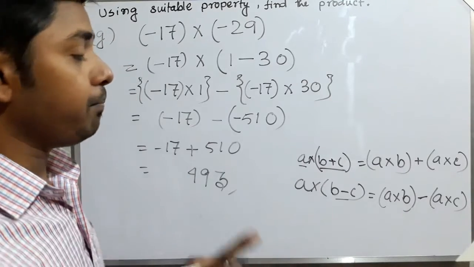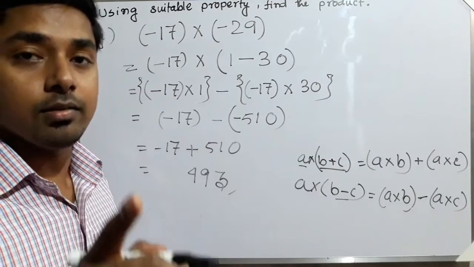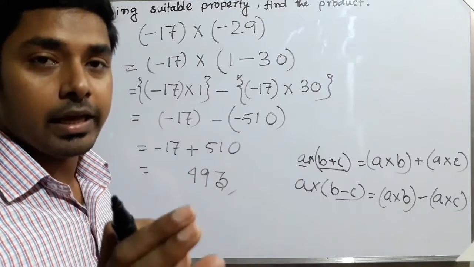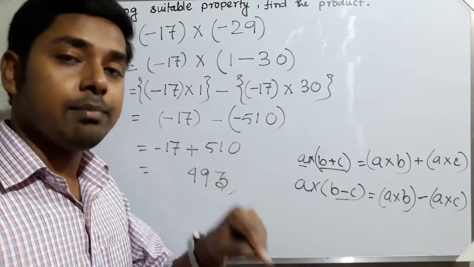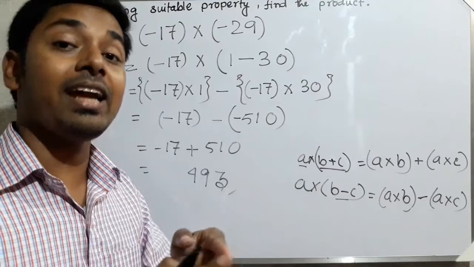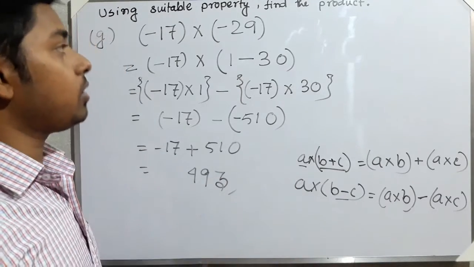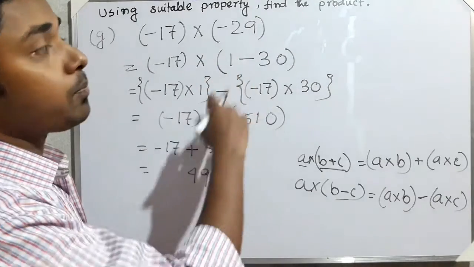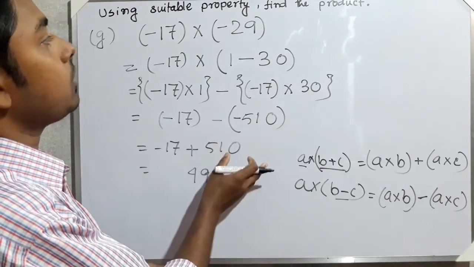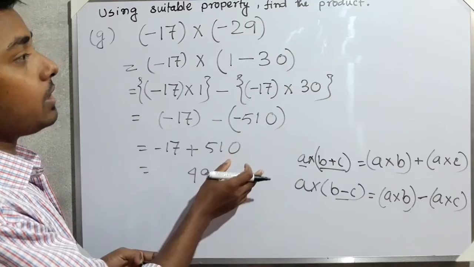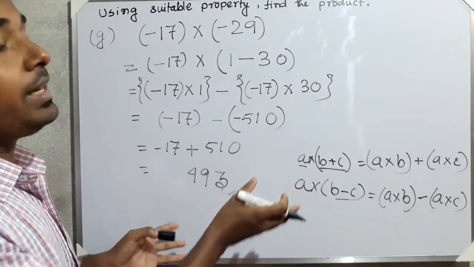Now question number B, C and H. These questions are the same. As we have done question number B, in the same way we have to solve question number C and question number H, and the other questions we have already solved. So these are the solutions of important problems, the basic conceptual problems of the exercise of the chapter Integers.